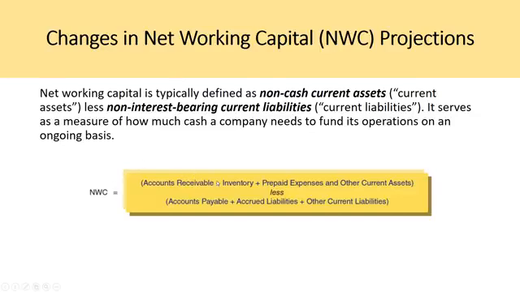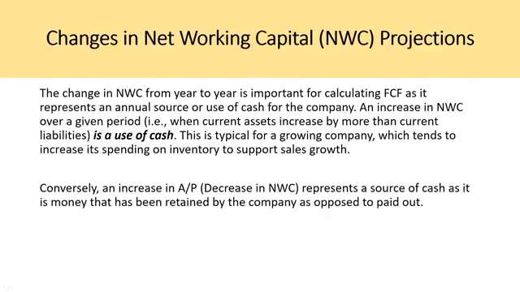Accounts receivable plus inventory plus prepaid expenses plus other assets, less accounts payable plus accrued liabilities plus other current liabilities. Now, the change in net working capital from year to year is important for calculating free cash flow, as it represents an annual source or use of cash for the company. An increase in net working capital over a given period, i.e., when current assets increase by more than current liabilities, is a use of cash.